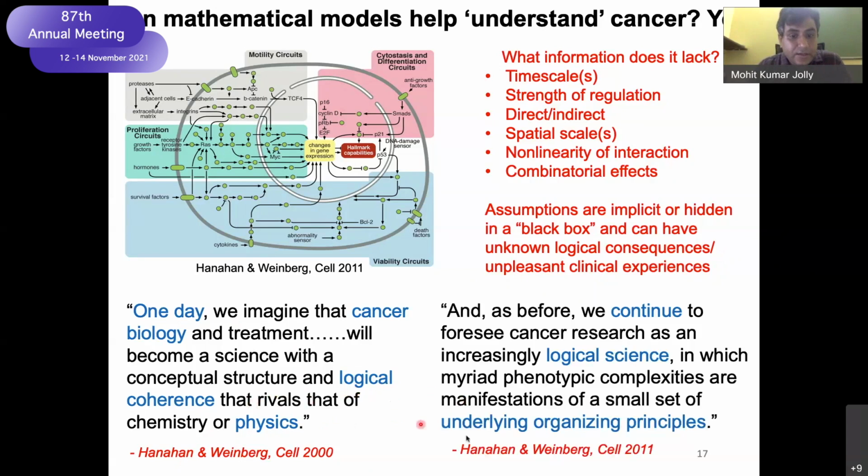10 years later, when they wrote another review highlighting yet 4 other aspects of cancer, they still ended with this remark that cancer research is far from being a logical science, and there are various different complexities, but we still are far away from understanding these underlying organizing principles which might exist there.